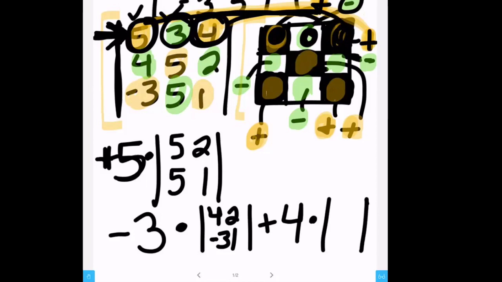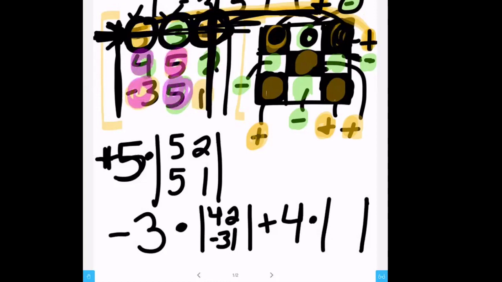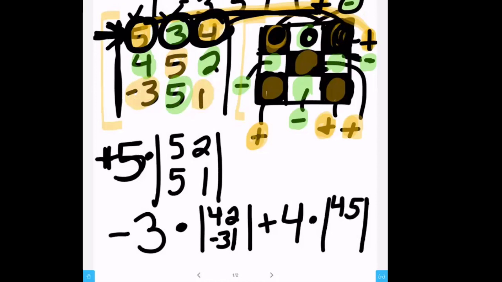Well, you do the same thing as you did with this 5 and this 3, which is that you look at this 4 and you cancel out the row that it's in. So you're going to cancel this row out. So this row pretty much always gets canceled. And you're going to cancel this column out, the column that the 4 is in. So you're left with a submatrix. The submatrix is 4, 5, negative 3, and 5. These are the numbers that you're essentially left off with. So remember these numbers, 4, 5, negative 3, and 5.